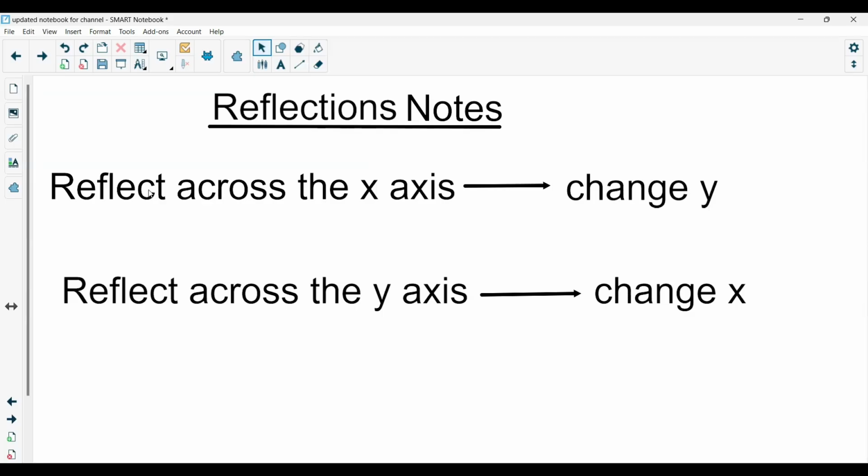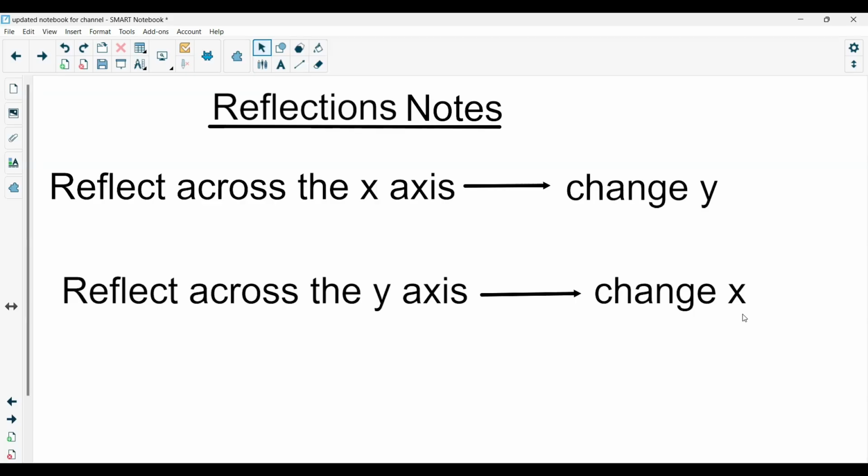The first thing that you're going to write is that if we reflect across the x-axis, we're going to change our y, okay? And then the second thing you're going to write is if we reflect across the y-axis, we're going to change the x. All right. So what I mean by this is we're going to change the opposite of what they ask for. So if they ask for x, we're changing y. If they ask for y, we're changing x. And this will make complete sense when we move on.